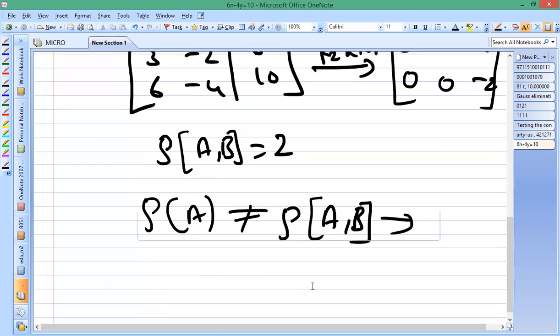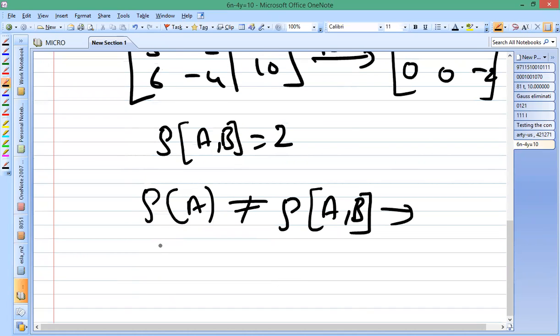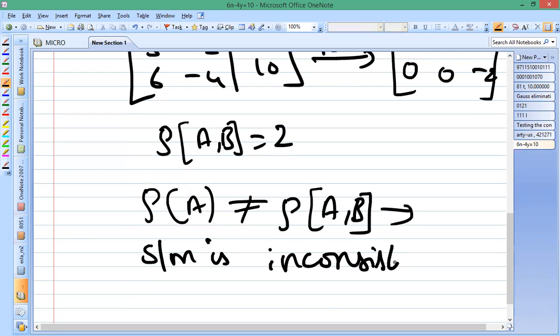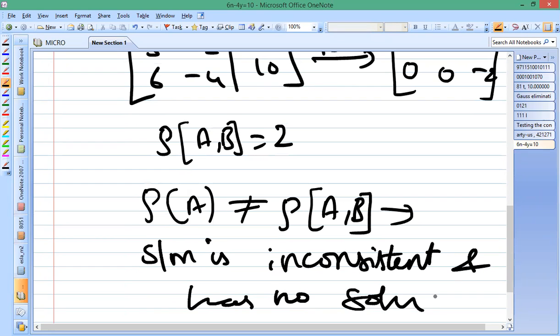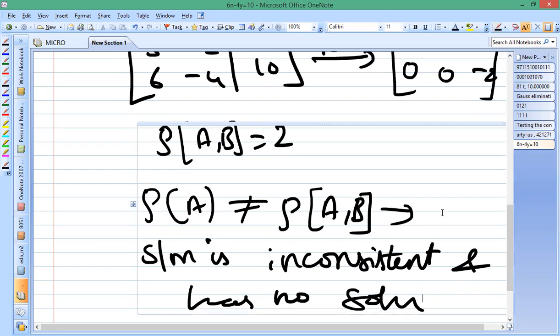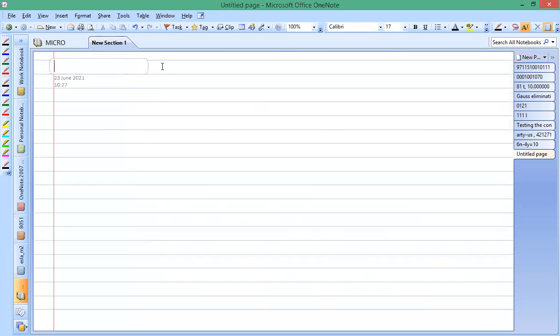Since the ranks are not equal, you can make the statement that the system is inconsistent and has no solution. In such cases, you will not have any solution if the ranks differ. So take the next problem.